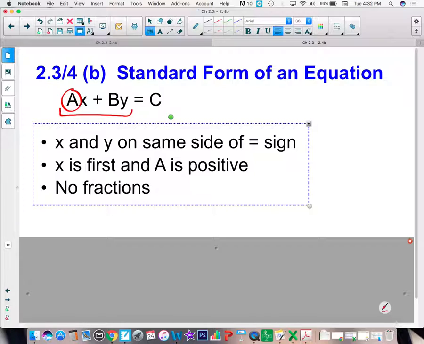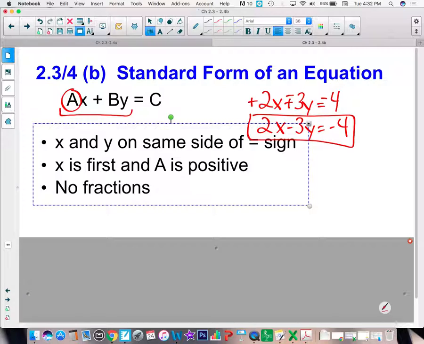So if I had something like this, how do we change that to a positive number? Well, you can multiply everything by a negative 1. So you're just going to change your signs. So you would actually rewrite that like this. Then that would really be standard form right there.